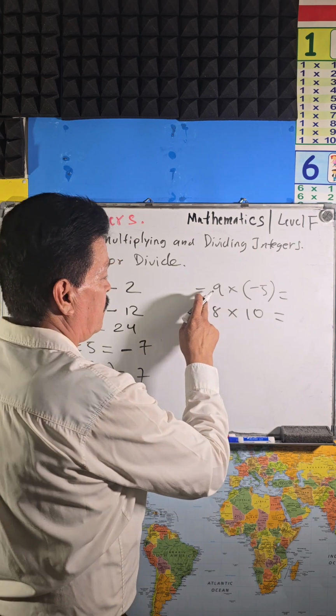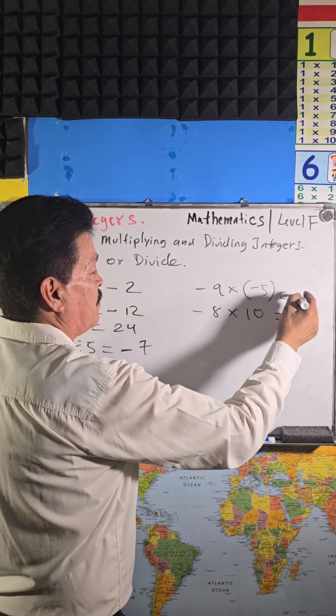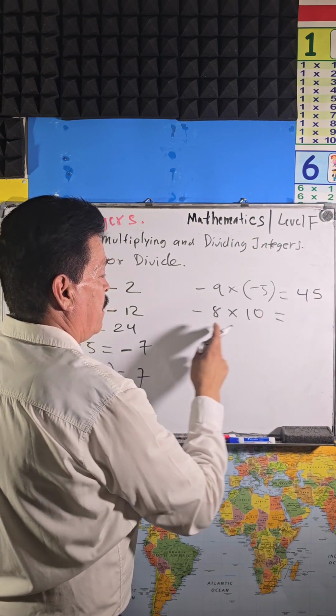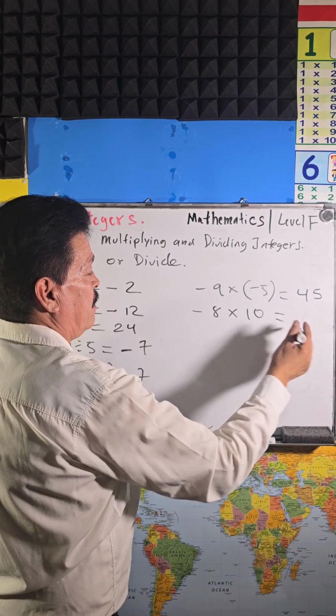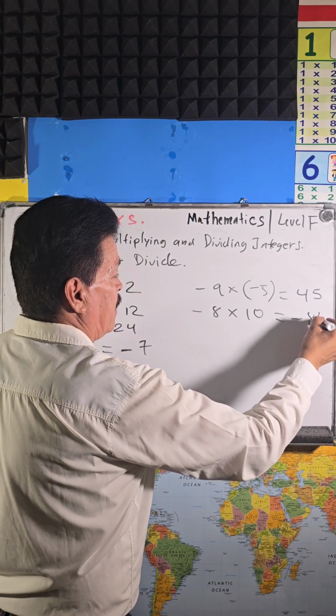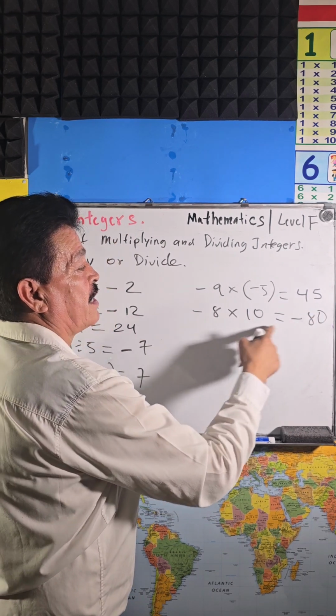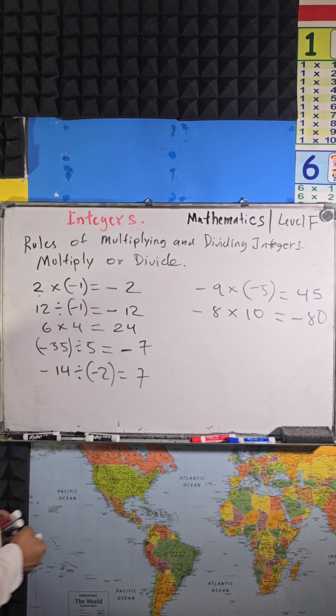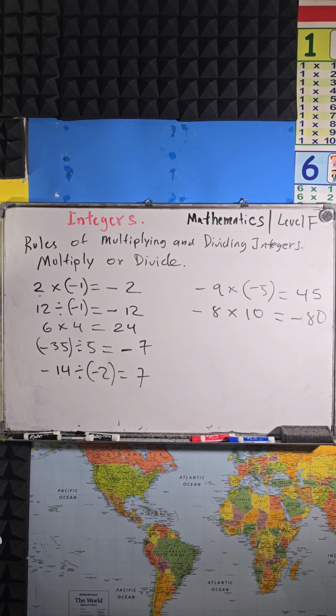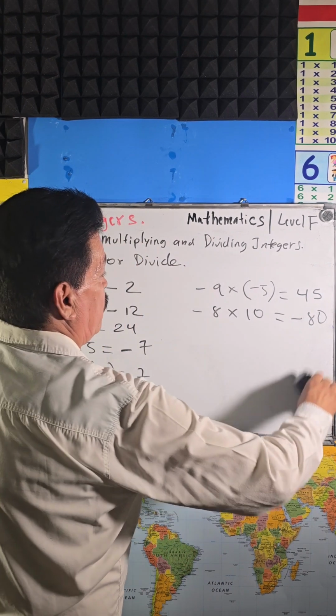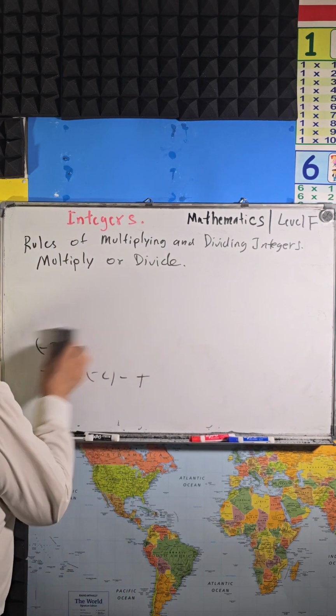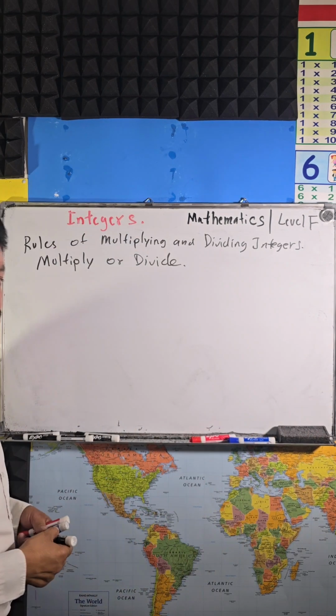Right here, negative times negative, 9 times 5 is 45. Negative 8 times 10 is negative 80, right? Negative times positive is negative. So that's it, the problem. So let me show you a couple of questions, how it looks in your test.